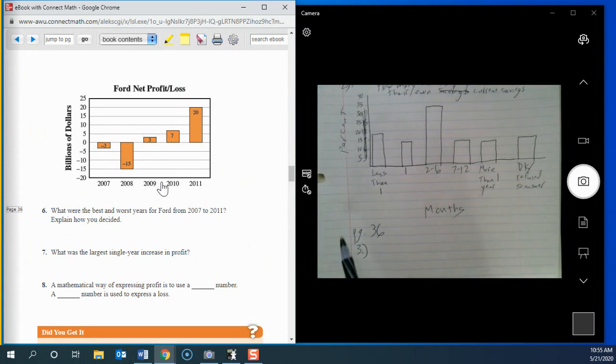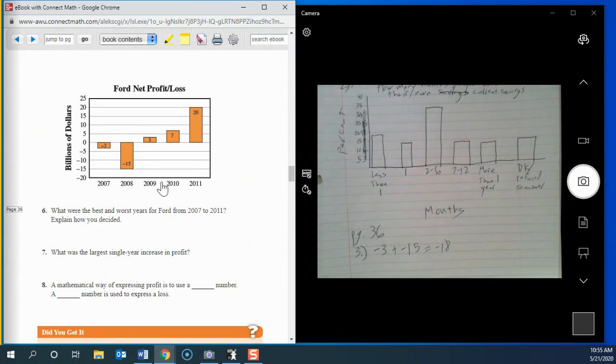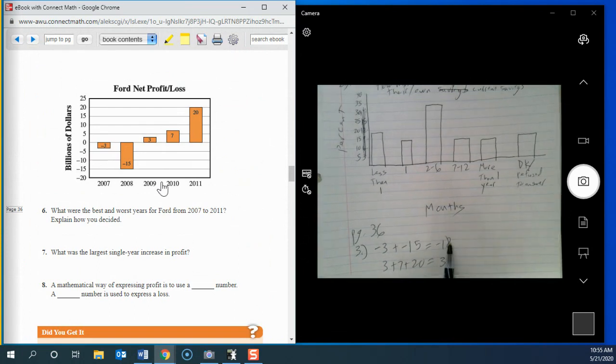So if we look at the losses, it was -3 and also -15. So we'll add those together. So they had a total loss of 18 billion from 2007 to 2011. Now, as far as profits go, we had 3, 7, and 20. So they made 30 billion in that time frame as well. So they lost 18 billion, but they made 30 billion between 2007 and 2011.